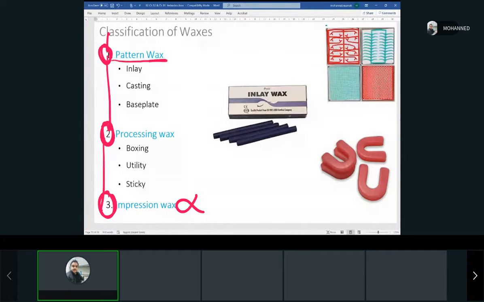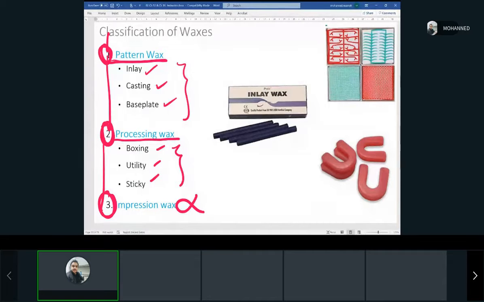Pattern wax is usually used for making the fillings. So it has an inlay, casting, and base plate types. And then processing wax is used to help us in creating the filling itself. So the pattern wax is usually the filling itself, what we make, how to make the filling with wax first, and then pour it with different types of metals. And again, the processing is used to help us do that. And you'll see that these, a lot of times, are used in office, but again, not really as much. And these more in the lab.